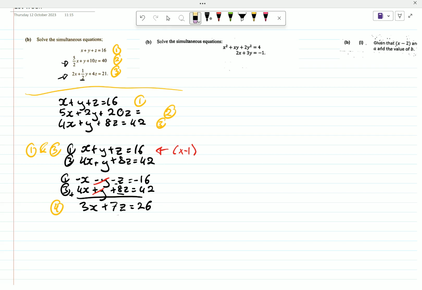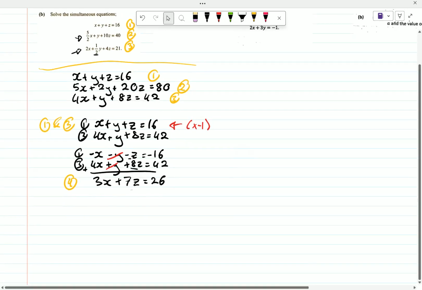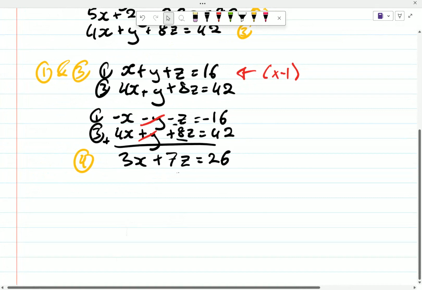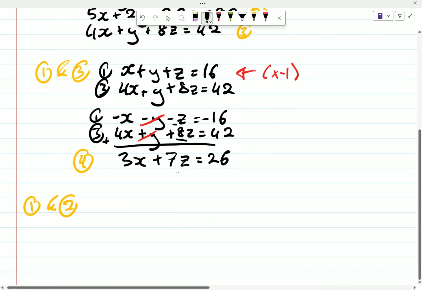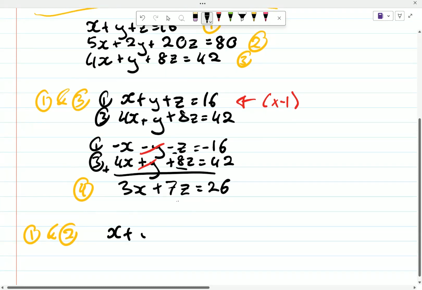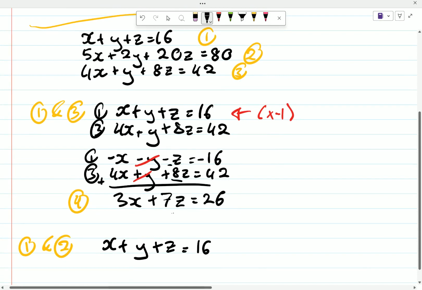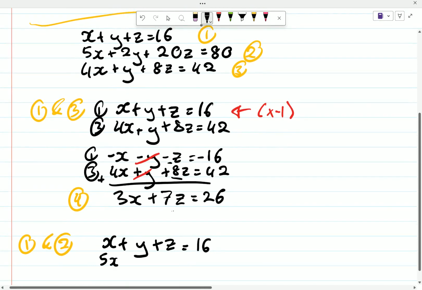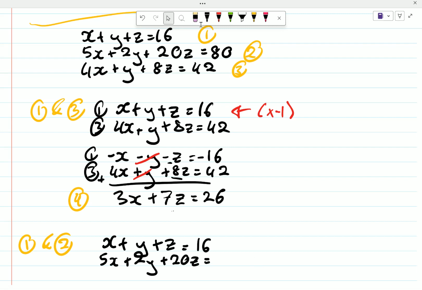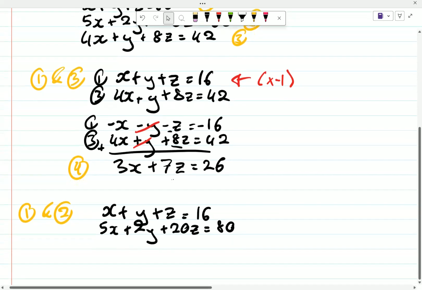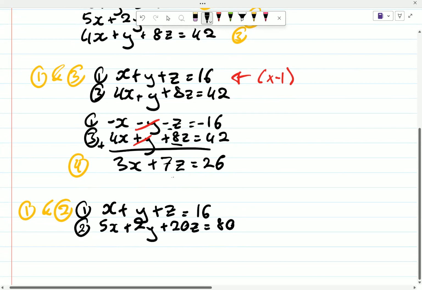Sorry, I just deleted something there. This needs to be 80. So pick any two equations that you haven't already picked. Let's pick 1 and 2, it doesn't really matter. We'll rewrite them: x plus y plus z equals 16, and 5x plus 2y plus 20z is equal to 80. So that's equation 1, and that's equation 2.